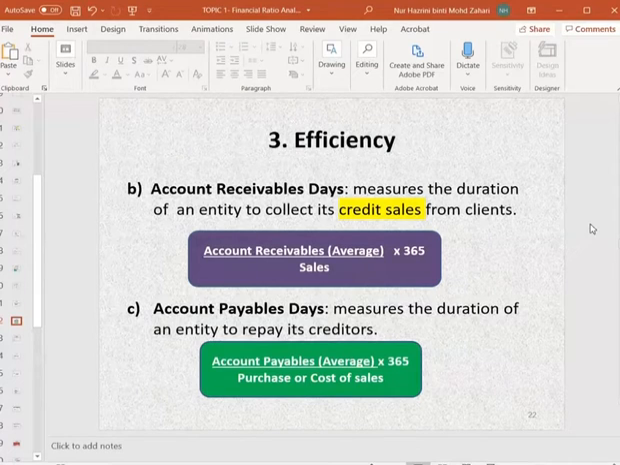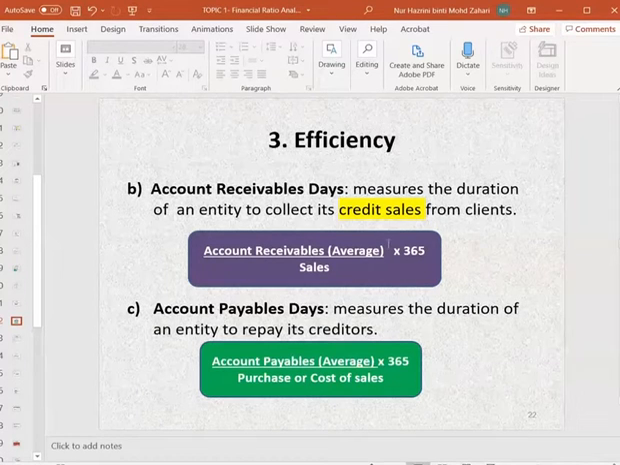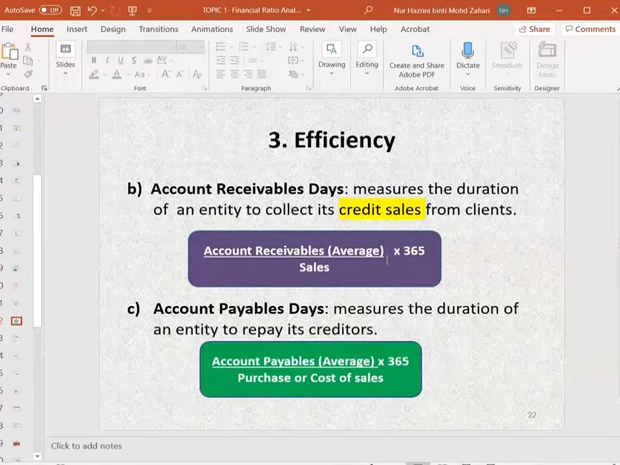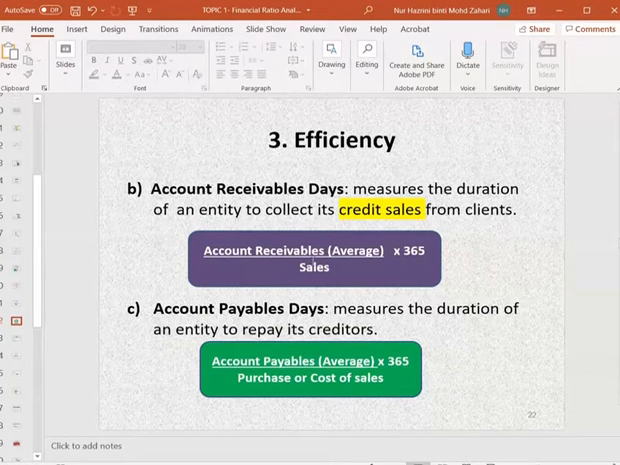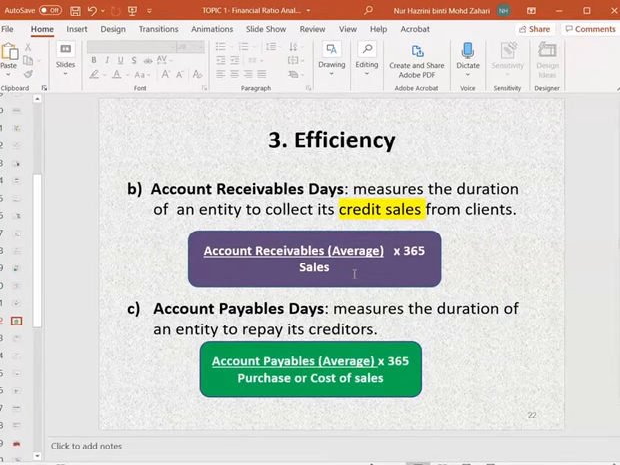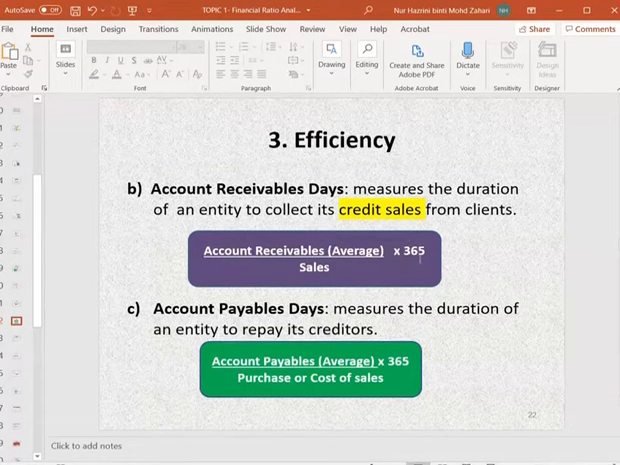Okay, so your formula is account receivables on average. Means you will have to take the opening account receivable and closing as well. Okay, so it means opening is what you have from the last year. The closing last year will be opening this year, and the closing this year will be closing this year lah. Okay, so divide by sales, total sales, and times with 365.